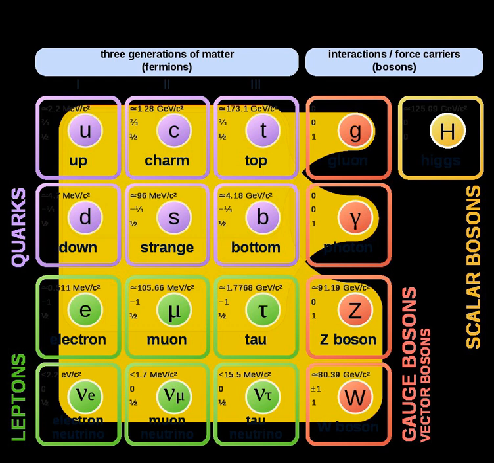Topic: relation with chirality. Fermions with negative chirality, also called left-handed fermions, have T equals 1/2 and can be grouped into doublets with T_3 equals plus or minus 1/2 that behave the same way under the weak interaction.